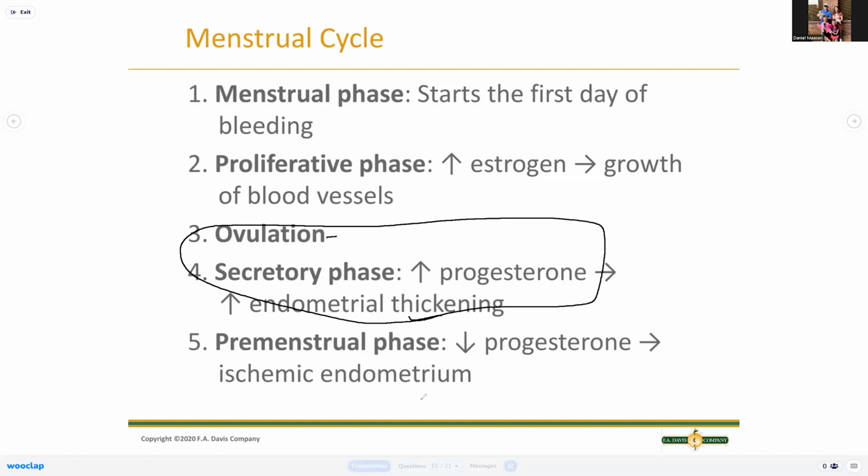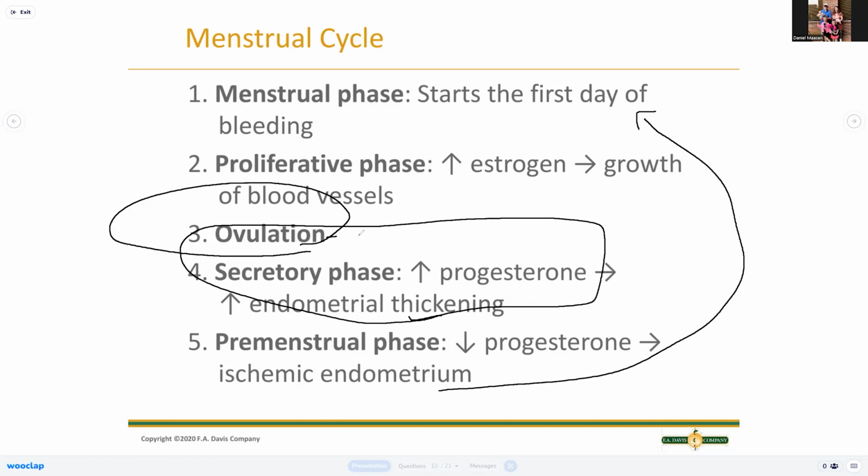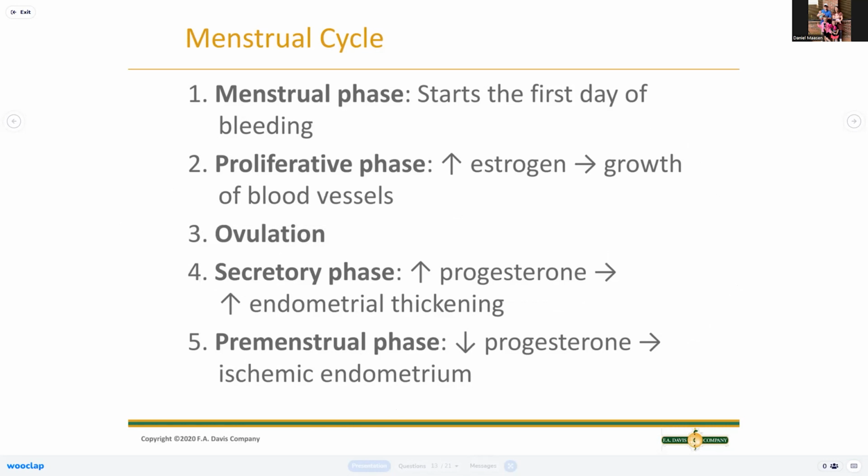Then the premenstrual phase starts, and that's where the endometrium gets ischemic, and it comes back to the menstrual phase. As it gets ischemic, the endometrium dies and sloughs off. That causes the bleeding, and that bleeding lasts for 2 to 5 days or however long it lasts. And that's the menstrual cycle, which is related to ovulation, this oocyte being released. I hope that makes some sense to you.